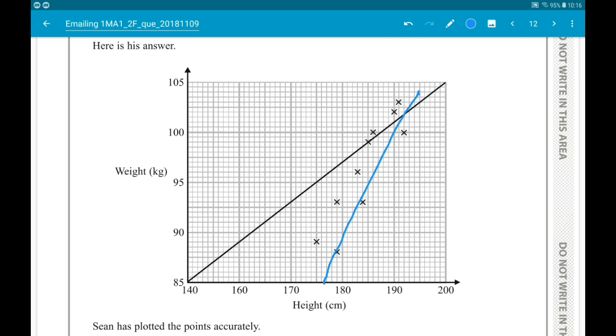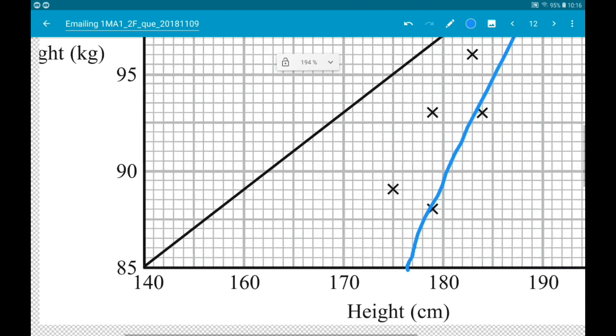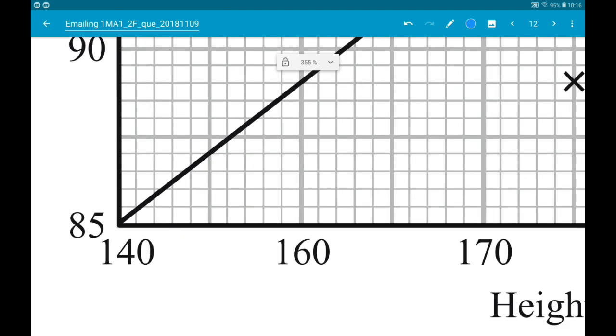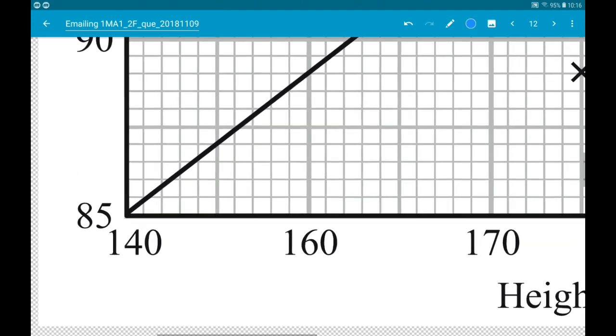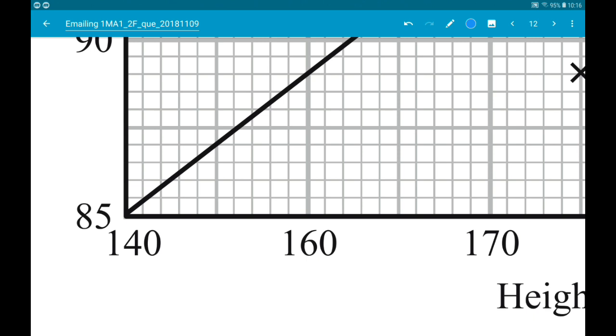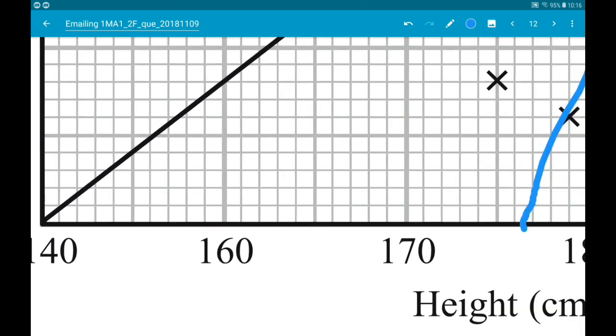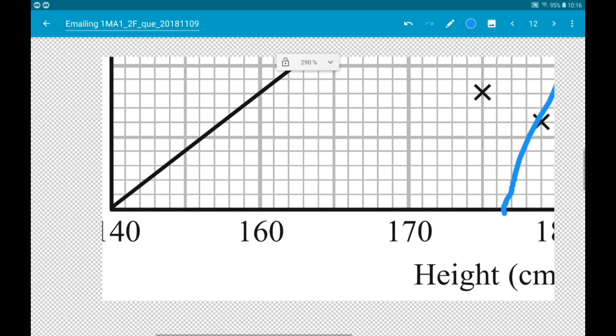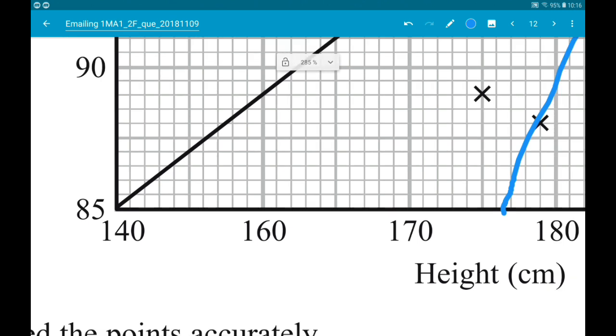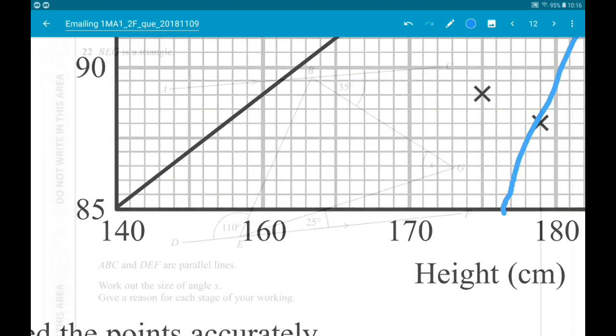And the other is down here on the bottom, where we have the scales. So first of all, one big square takes us from 140 to 160. And then the next big square takes us from 160 to 170. So we can say the scale for the height is not consistent.